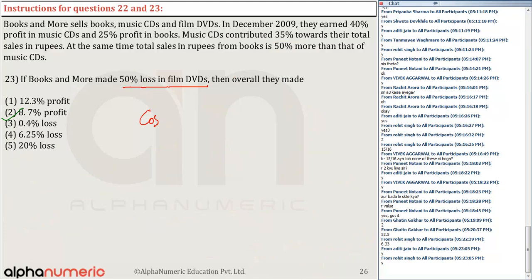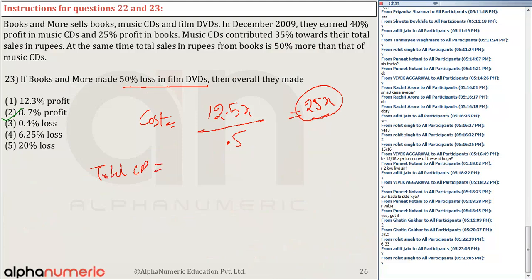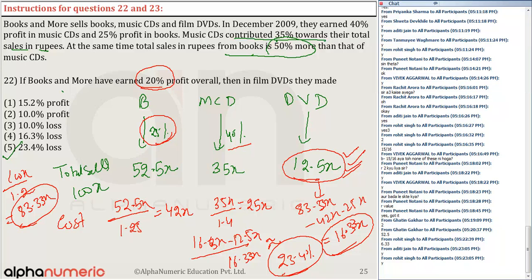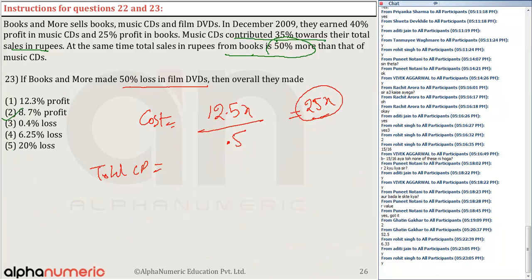ठीक है ना. So the cost price for DVD is equal to nothing. That is DVD की selling है 12.5x divided by 0.5. So 12.5x upon 0.5, the total cost comes out to be 25x. ठीक है. So what is the total CP? Total CP देखता हूं यहां पे 42x, 25x. 42x plus 25x plus DVD की cost 25x, that is equal to 92x.